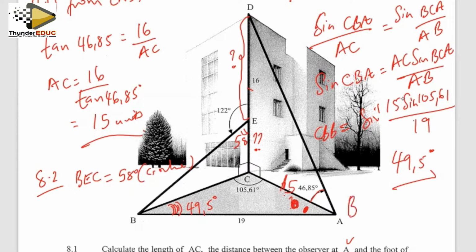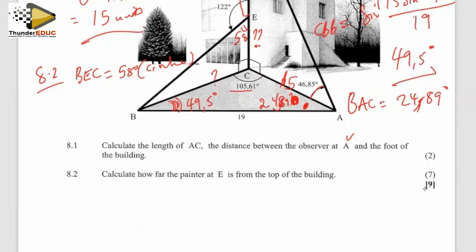So BAC is going to be 180 minus this minus that. Let's do that. 180 minus 49,5 minus 105,61. That gives me 24,89 degrees. So if this is 24,89, then I can use the sine rule and find what BC is now.